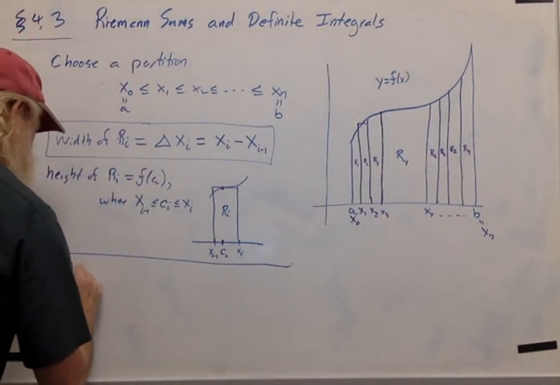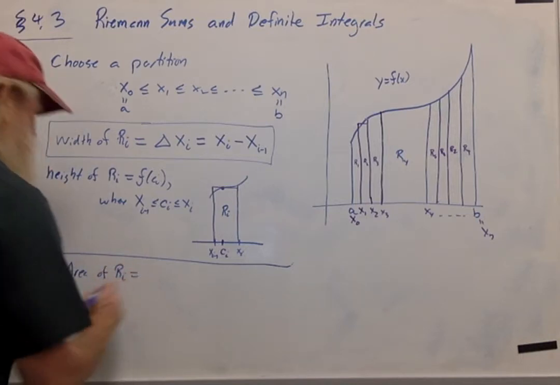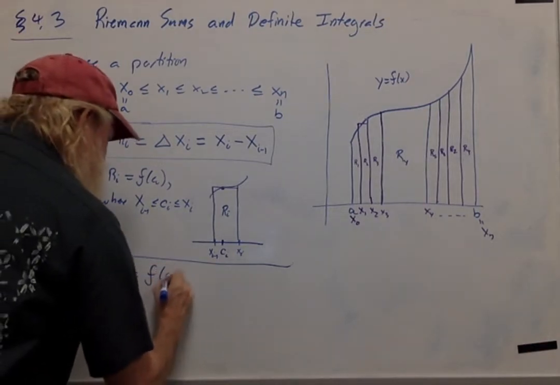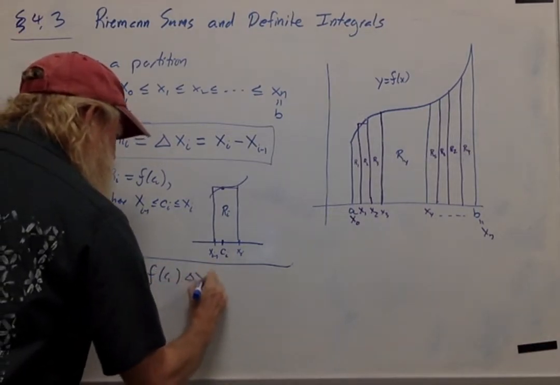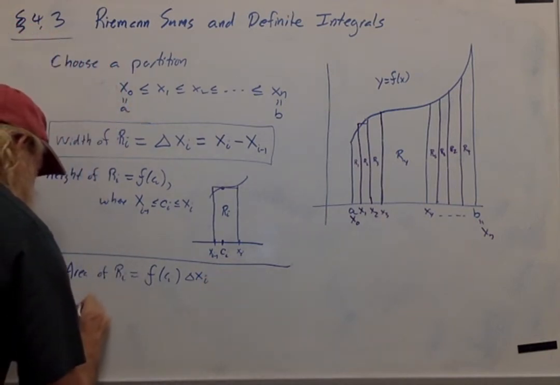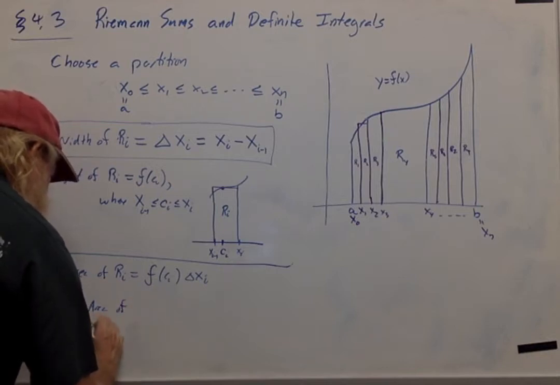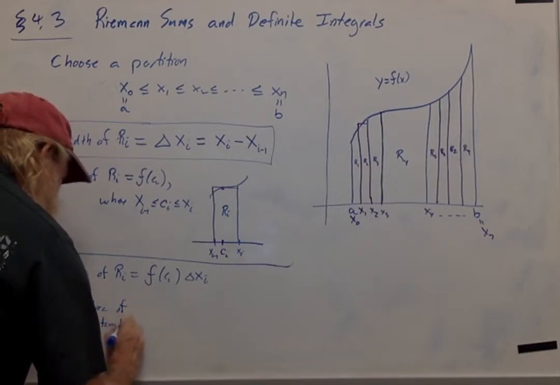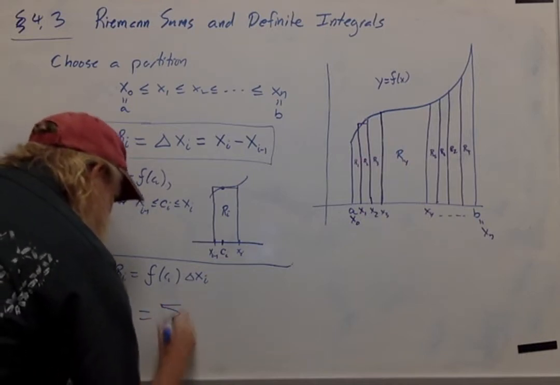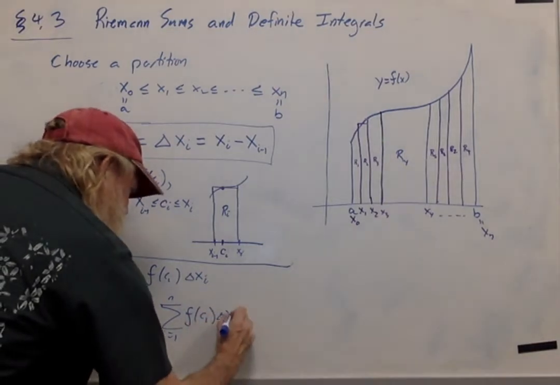From here, things will look familiar. The area of R sub i will be the height times the width. The height was f of c sub i, and the width was delta x sub i. So the total area of all n rectangles is going to be the sum i equals 1 to n of f of c sub i delta x sub i.